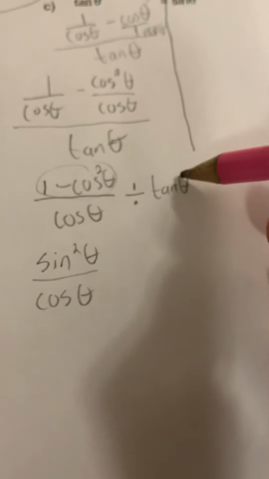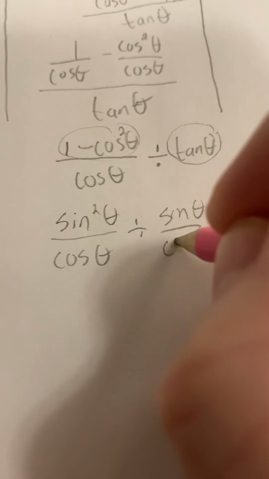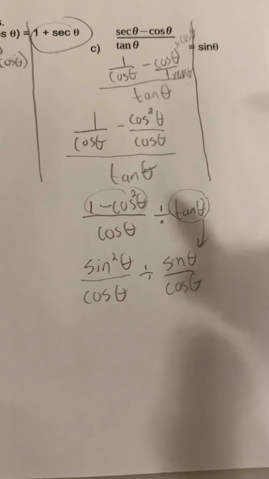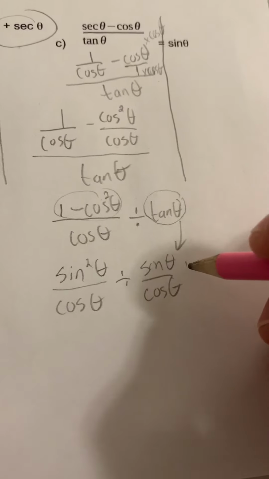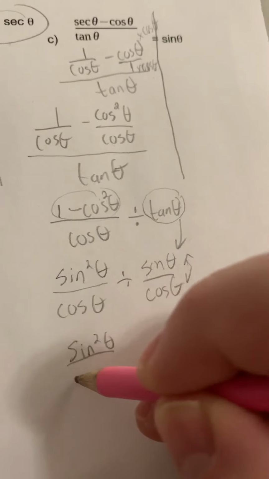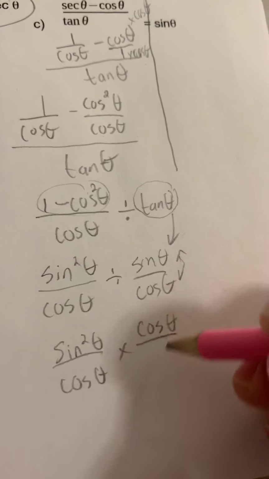Okay, and then, again, part of the rule in step 3, convert this into sine and cos. So tan theta is equal to sine over cos, so we're dividing by sine theta over cos theta. It's getting blurry, okay. Now let's simplify this. We can't divide fractions, so we multiply by the reciprocal of this fraction. So we have sine squared theta over cos theta times the reciprocal, cos theta over sine theta.